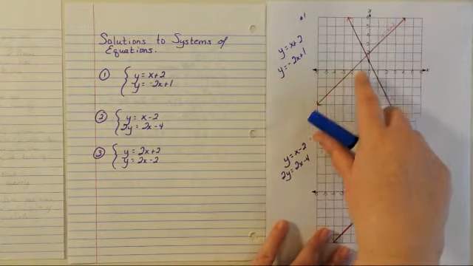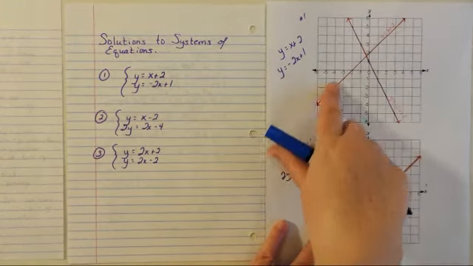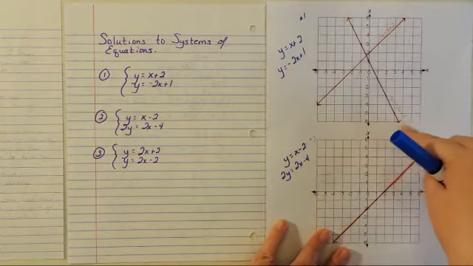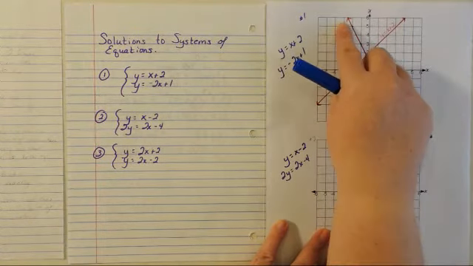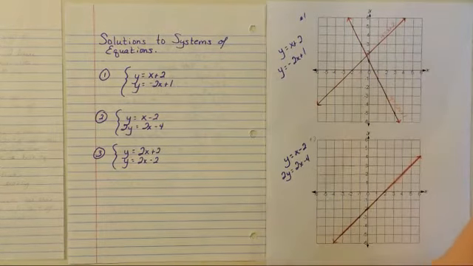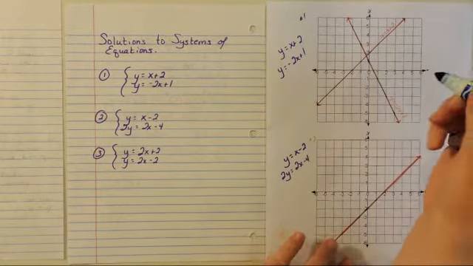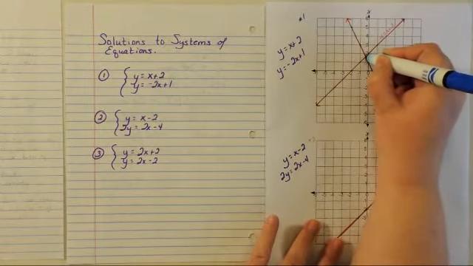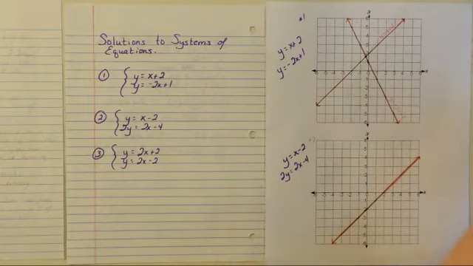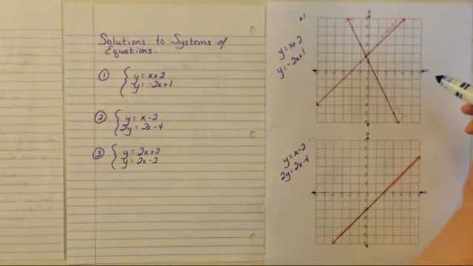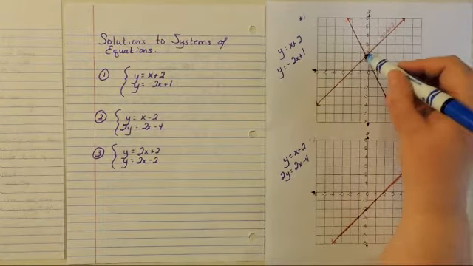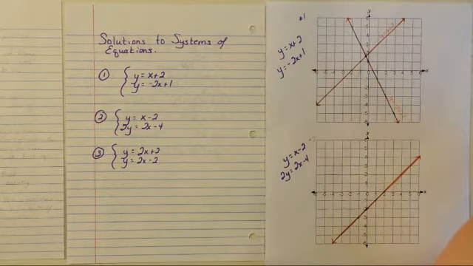Okay? So here's the graph of y equals x plus 2. Here's the graph of y equals negative 2x plus 1. And the place where the equations cross is right here. So each line has an infinite number of coordinates, but there's only one coordinate that satisfies both equations.